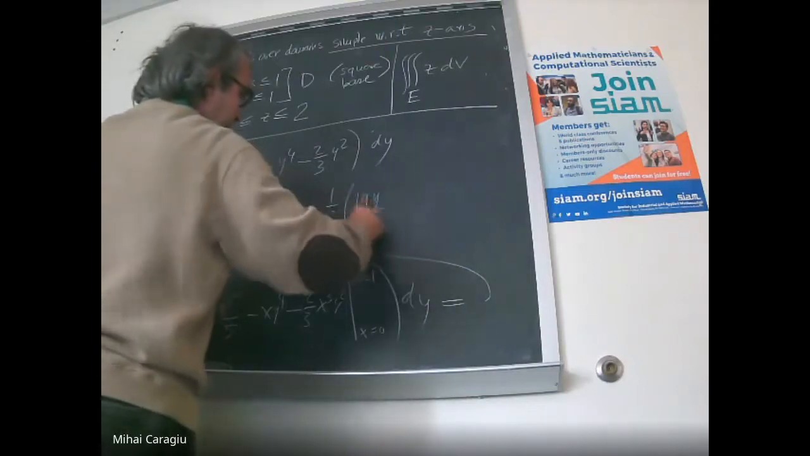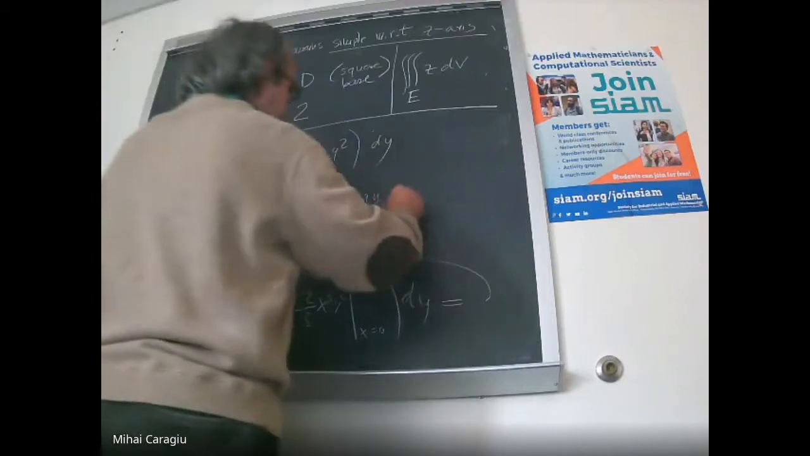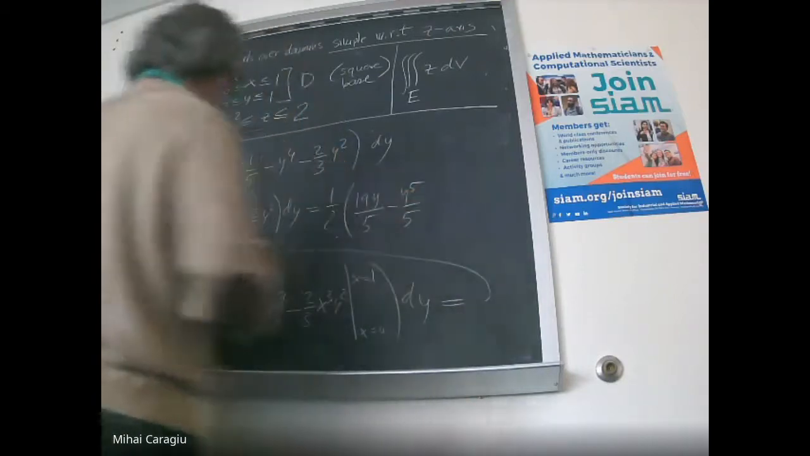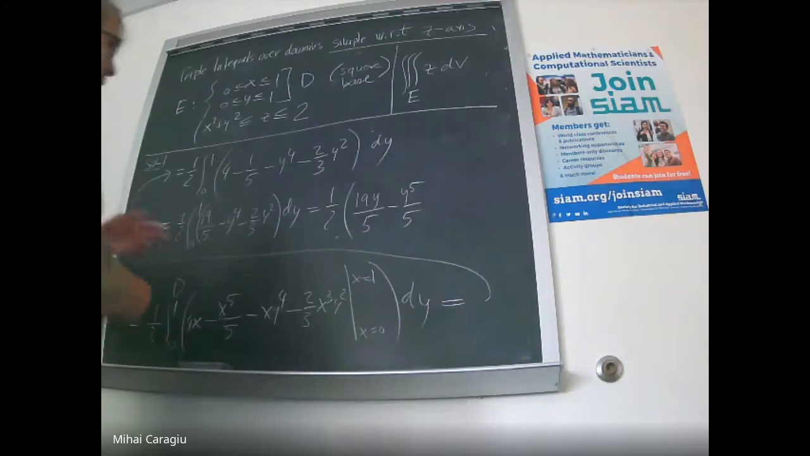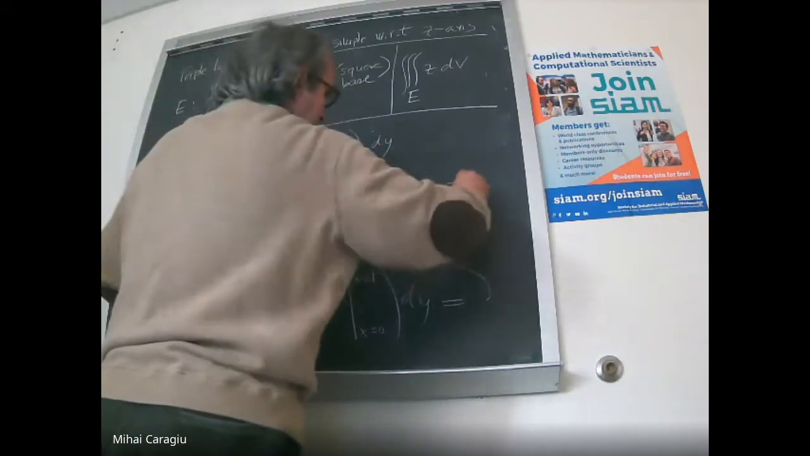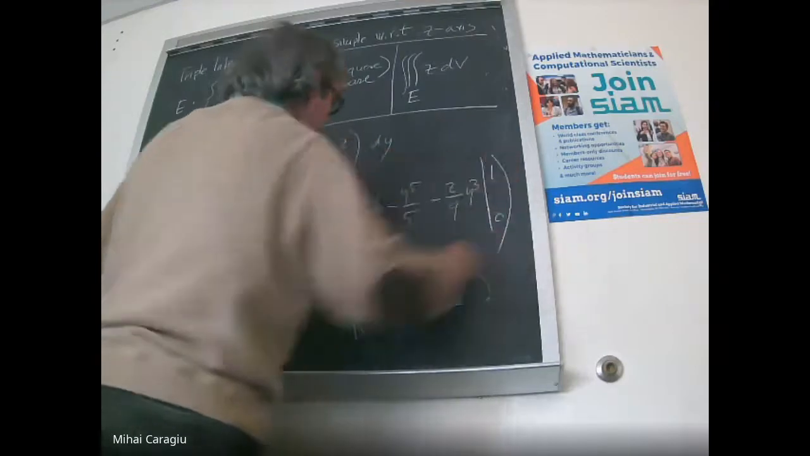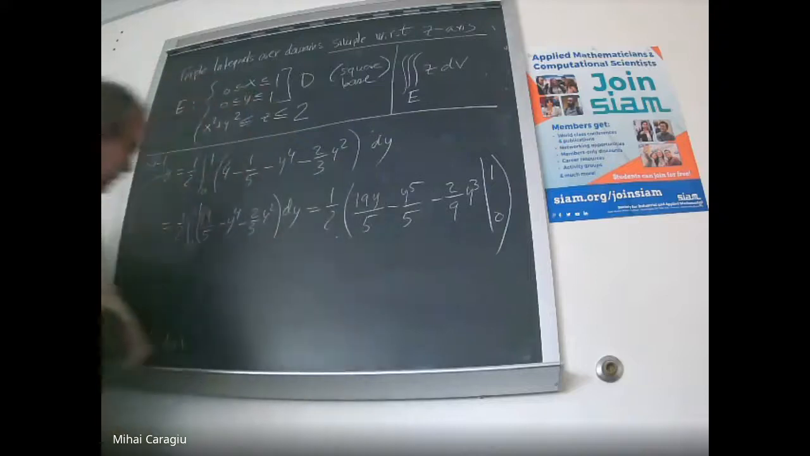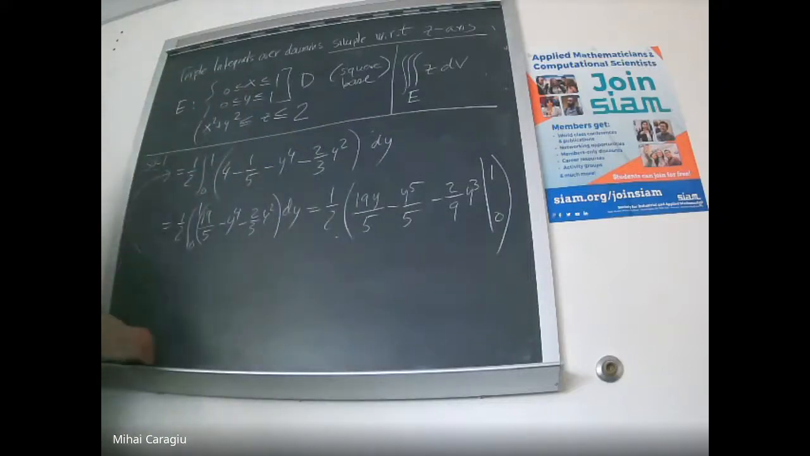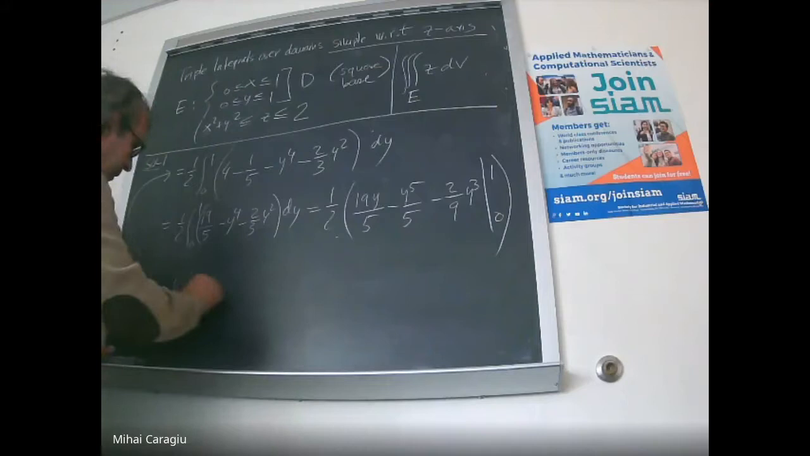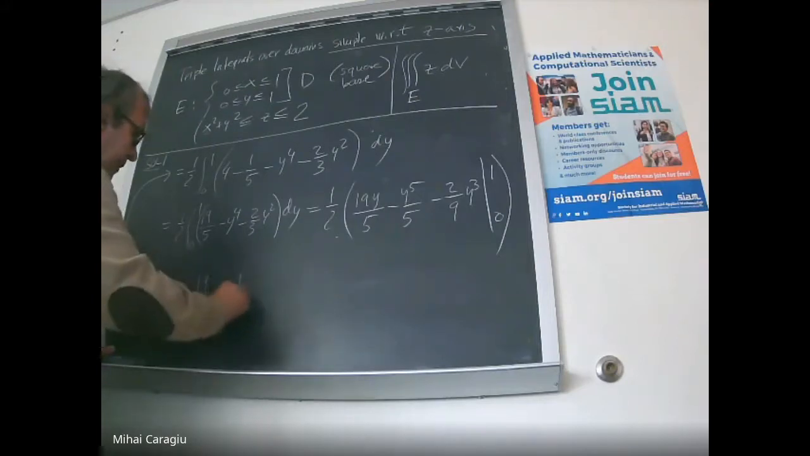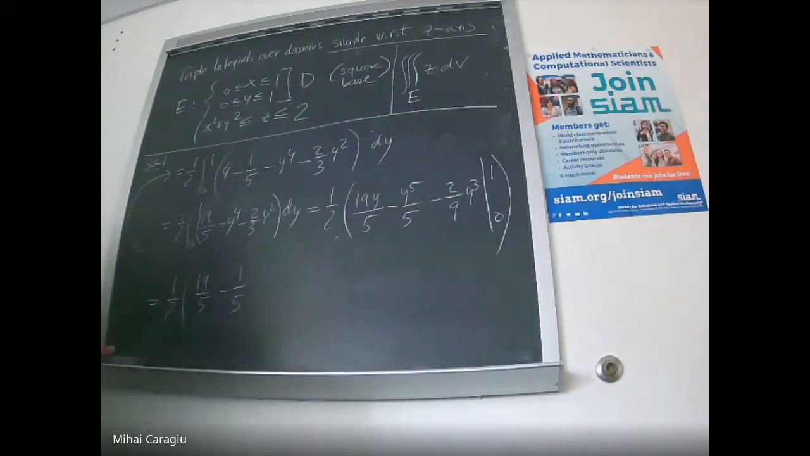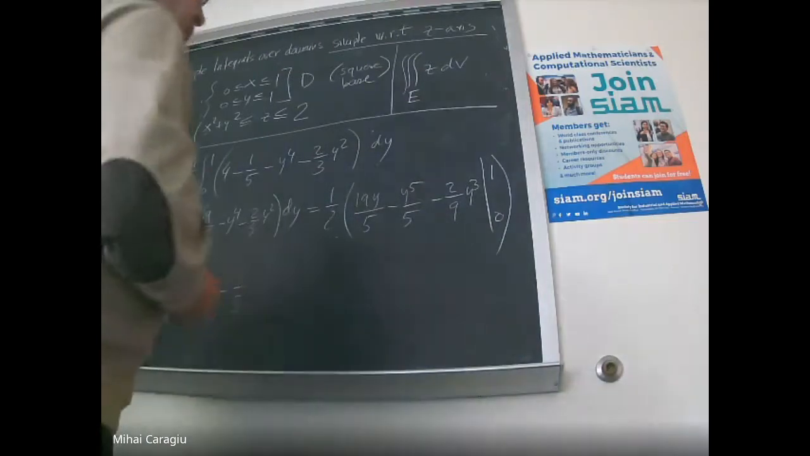which is 1 over 2 times 19y over 5, minus y to the power 5 over 5, minus 2 over 9 y cubed, vertical bar from 0 to 1, and that will be 1 over 2 times 19 over 5 minus 1 over 5 minus 2 over 9.